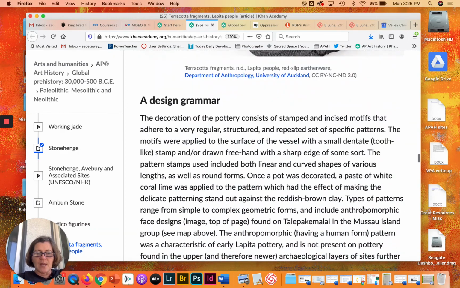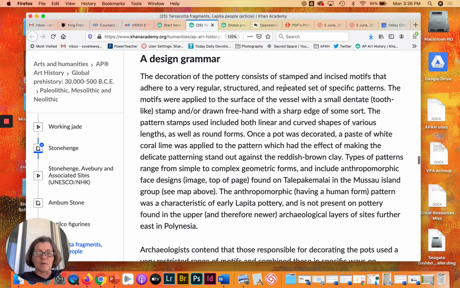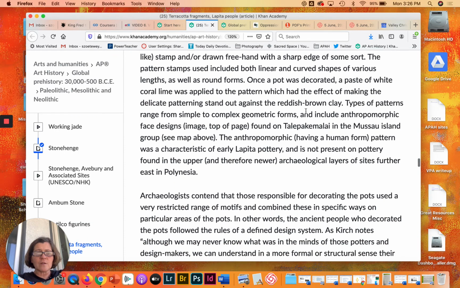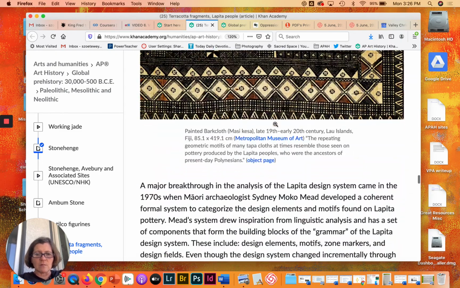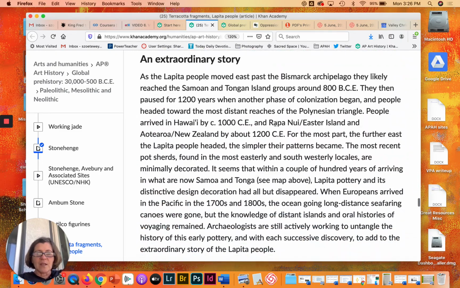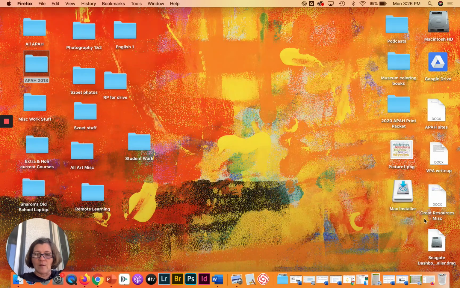Okay. This gets into a little more of what the pottery looked like. Stamped, incised motifs. We're going to get to vocab words in a little bit. But it was regular and structured, with specific patterns. They were made with some sort of sharp tool or free-handed, and linear and curved. Once it was decorated, paste to white coral, etc. I'm not going to read the whole article for you, so I'm just showing it based on that information.